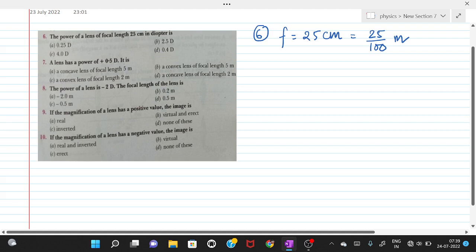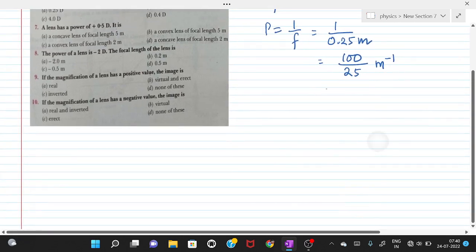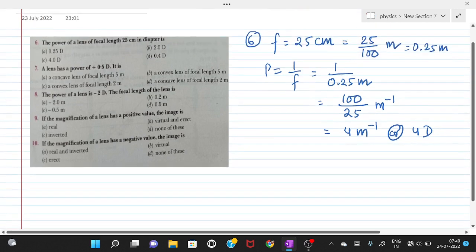Now we want the power. So power equals 1 by focal length. Put the value of focal length here: 0.25 meter. In this formula we put focal length in meter. Let's simplify this. This is equal to 100 by 25 meter inverse. What is 100 by 25? It is 4 meter inverse. This is our answer, and we also know that meter inverse is equal to diopter. So the correct option is option C.